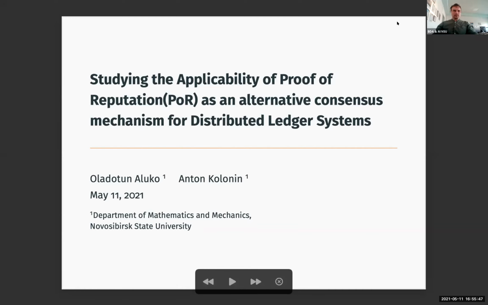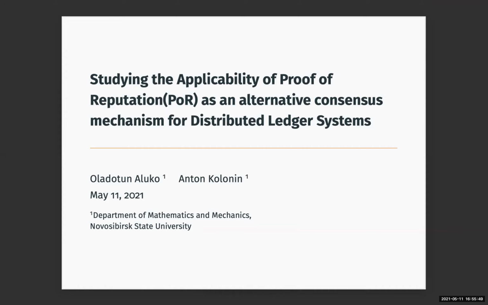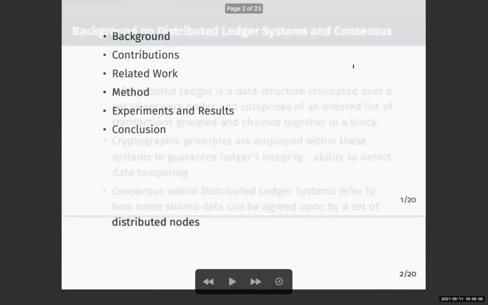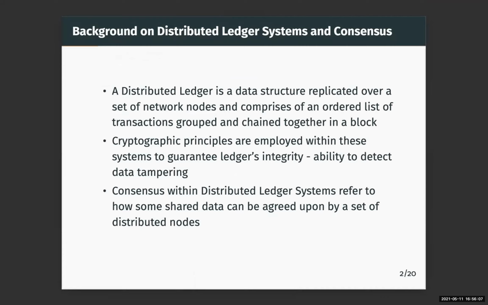Great. Okay, so I'll be presenting my thesis this evening. The title of my work is Studying the Applicability of Proof of Reputation as an Alternative Consensus Mechanism for Distributed Ledger Systems. So I'll start by giving a background to distributed ledger systems and consensus in general.